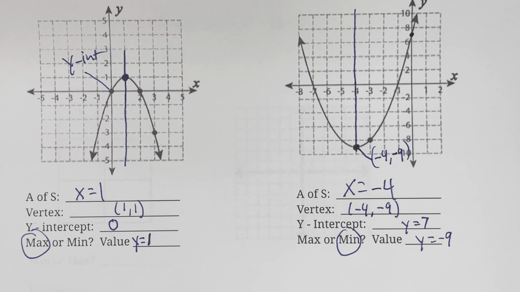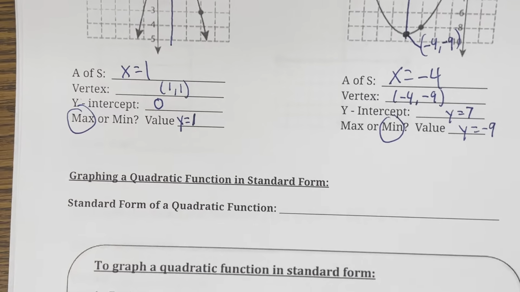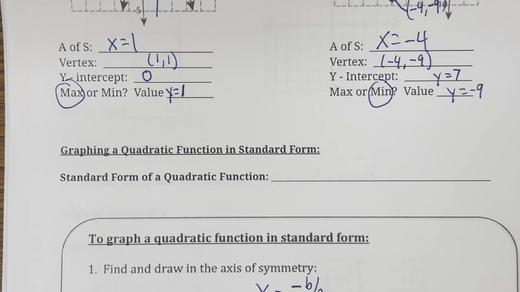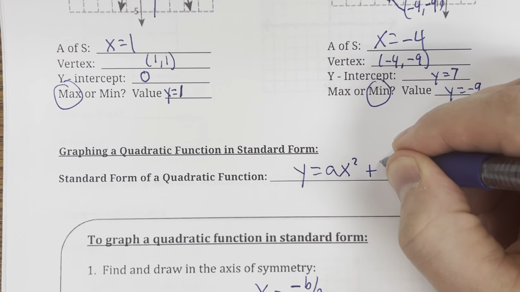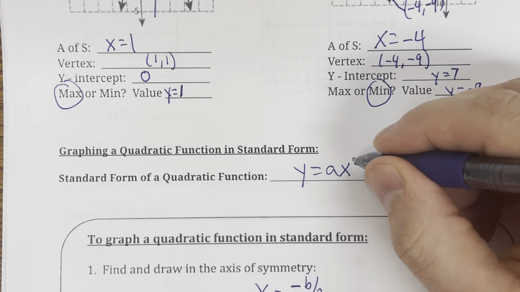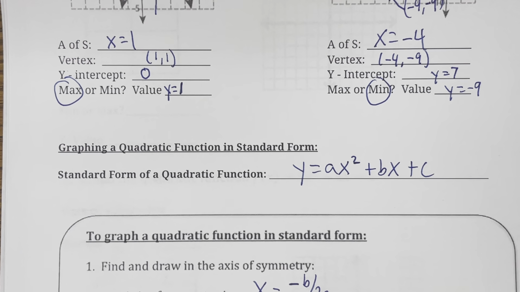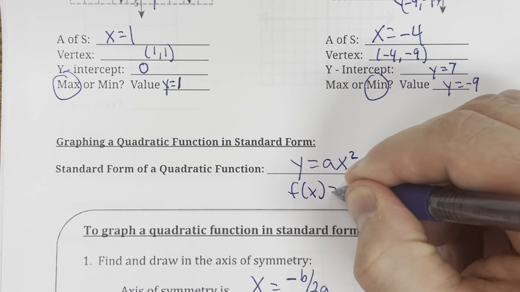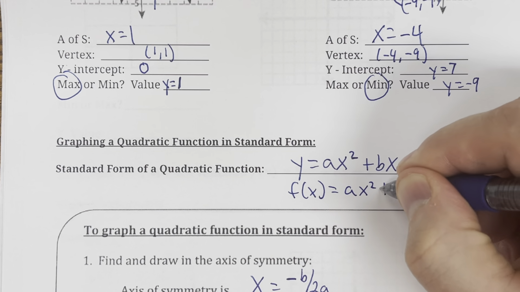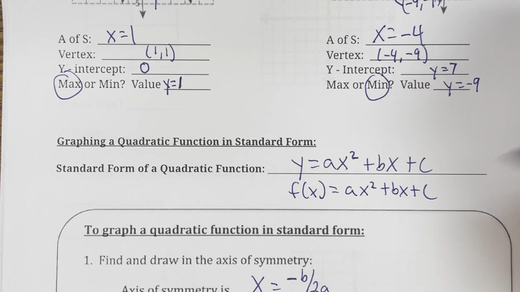Keep in mind, on the equation, it could either be f of x or y equals. So I'll write it both ways because it really means the same thing. Y equals ax squared plus bx plus c. That is the standard form. So we have an x squared. It could also be written as f of x equals ax squared plus bx plus c.